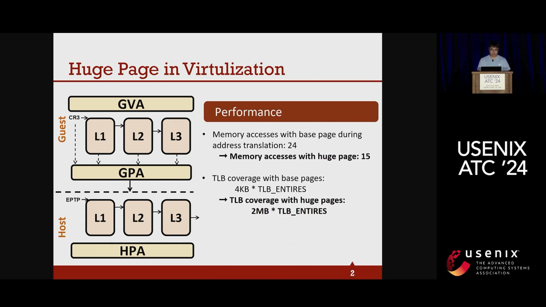So huge page is widely used to speed up the process. It can reduce the memory access to 15. Also, huge page can increase the TLB coverage and reduce TLB misses. Therefore, huge page can bring us considerable performance improvements across a wide range of benchmarks.